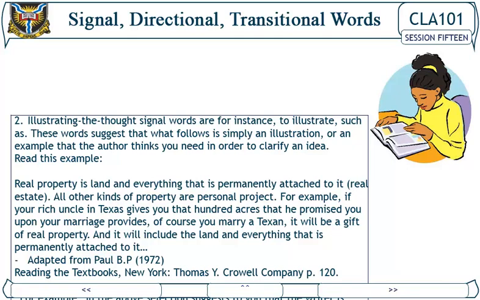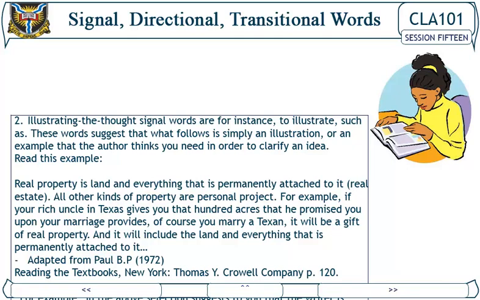Read this example. Real property is land and everything that is permanently attached to it, real estate. All other kinds of property are personal property. For example, if your rich uncle in Texas gives you that 100 acres that he promised you upon your marriage, provided, of course, you marry a Texan, it will be a gift of real property, and it will include the land and everything that is permanently attached to it. Adapted from Paul B. P., 1972, Reading the Textbook, New York, Thomas Y.